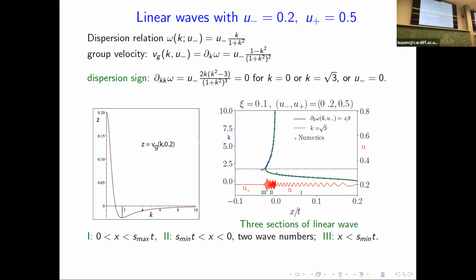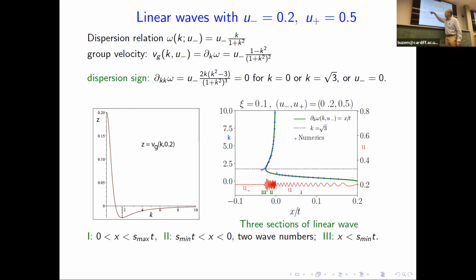Okay, so first of all, the dispersion relation and group velocity at the top, to remind you of those. And the singular values for the dispersion: k equals 0 or k equals √3 or u minus equals 0 are significant. So here's a graph of that group velocity against k.